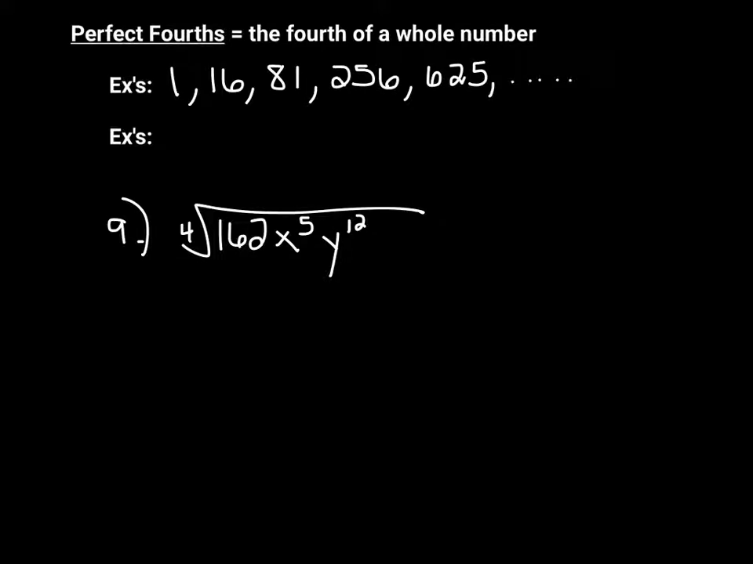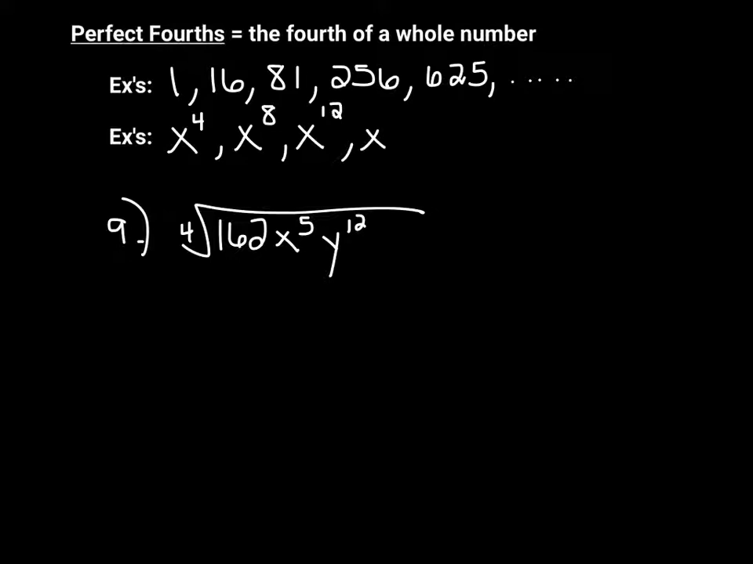All right, so we knew that with variables, in order for it to be a perfect square, the exponent had to be a multiple of 2. In order for it to be a perfect cube, the exponent would have to be a multiple of 3. So in order for it to be a perfect fourth, the exponent would have to be a multiple of 4. So our first perfect fourth variable term would be x to the 4th. The next one, if you took x squared and raised it to the 4th power, it would give you x to the 8th. The next one, if you took x cubed and raised it to the 4th power, it would give you x to the 12th. So you could see the trend.